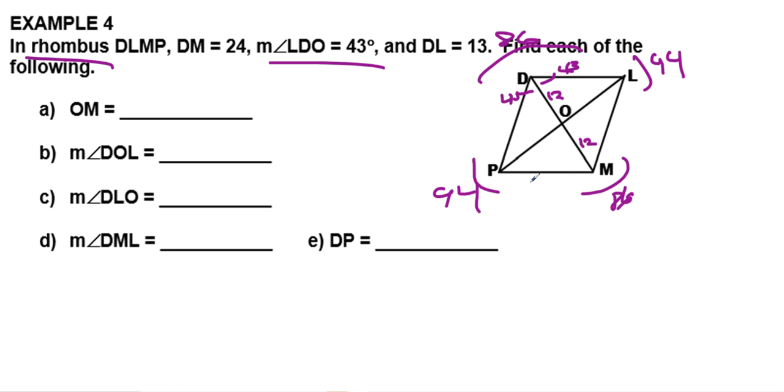Alrighty, DL is 13. So if that's 13, all the sides are 13. These are all 13 in length. What are they asking? OM. OM, 12.